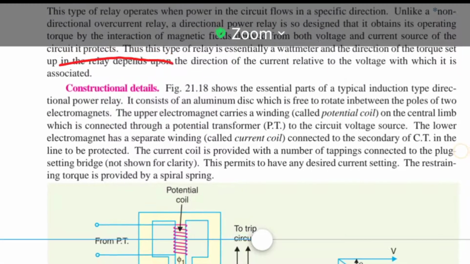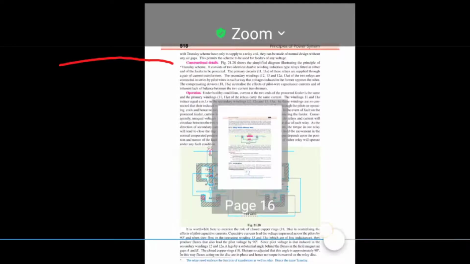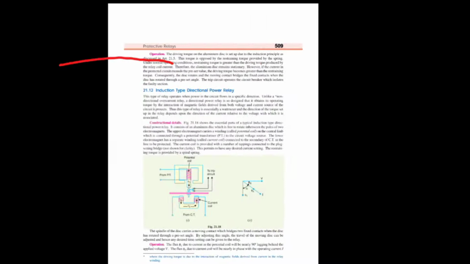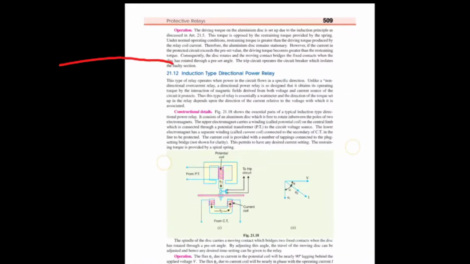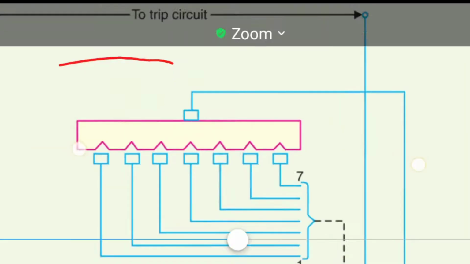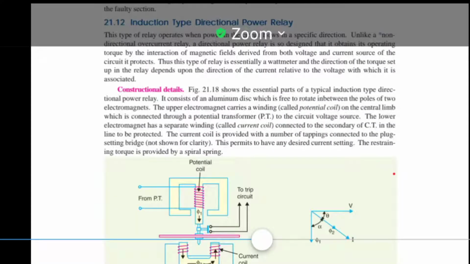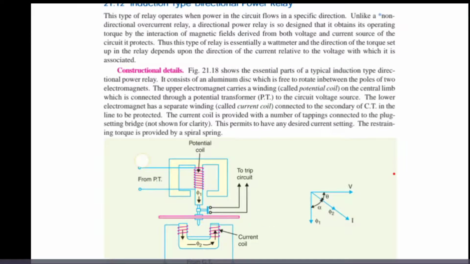The construction details. You will see here that from the PT, the voltage is coming from the PT because it is a pressure coil. So we are using both PT and CT. From that CT, the terminals are coming to the trip circuit.